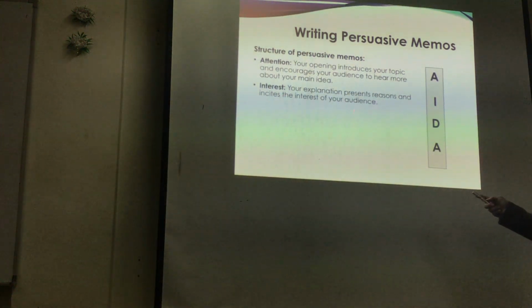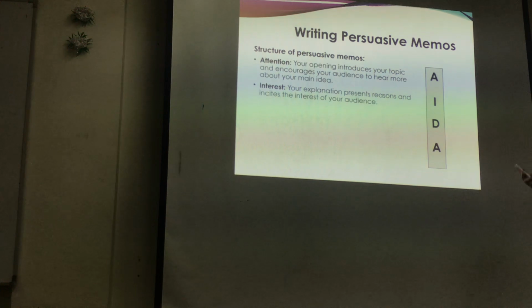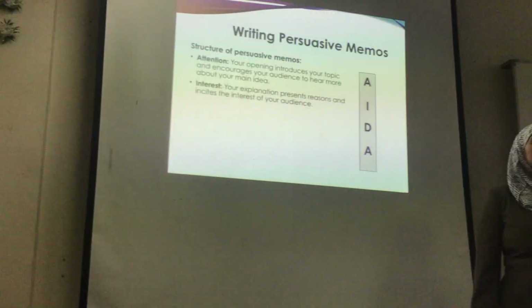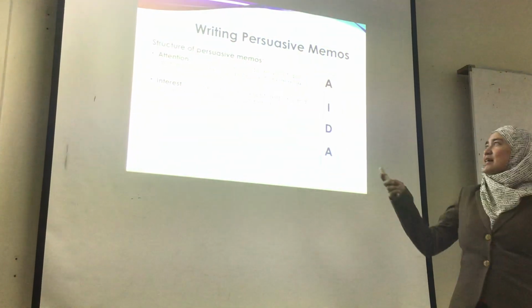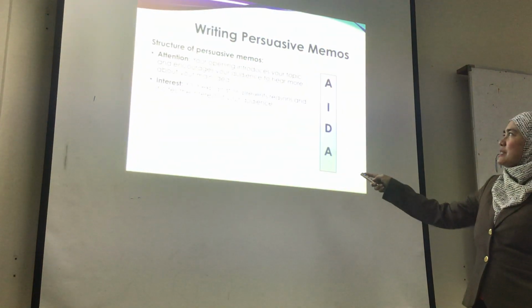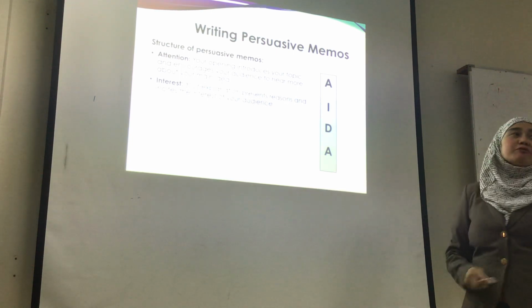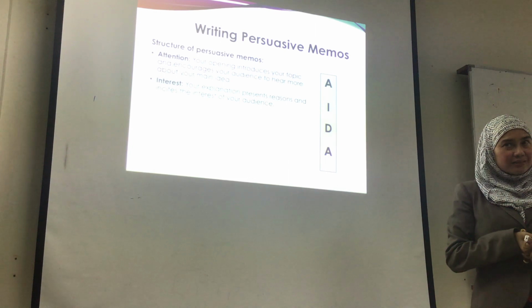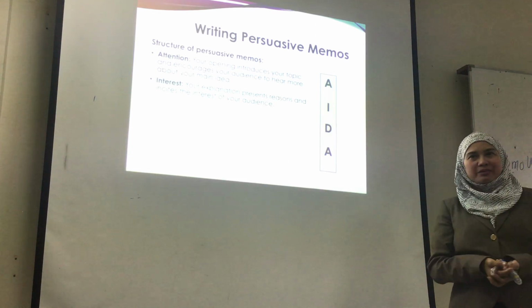So, your interest is your explanation. Now, what would be presented at this point? If it's interest, you must have a reason, what you want to say exactly. So your explanation must present a reason inside the interest of your audience, who you are writing the memo to. Is that clear? Any question at this point?